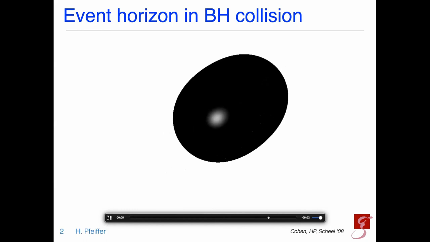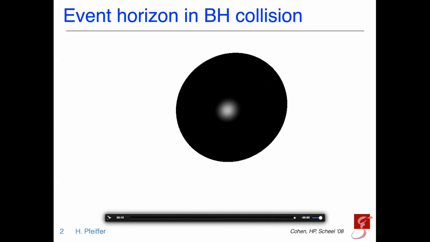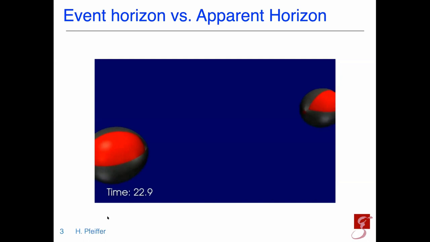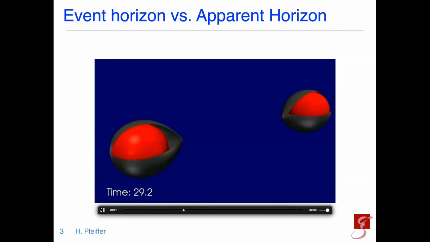I mentioned already they are unpleasant and impractical for numerical relativity because in order to compute the event horizon, to decide whether a point is inside or outside, you need to know the future. You need to know what's going to happen later on in your space-time for that. In contrast, the thing called apparent horizons in numerical relativity, those are objects that can be computed from just data at the current time. Here's a movie that shows both the event horizon again in black and the apparent horizons as the blue spheres.